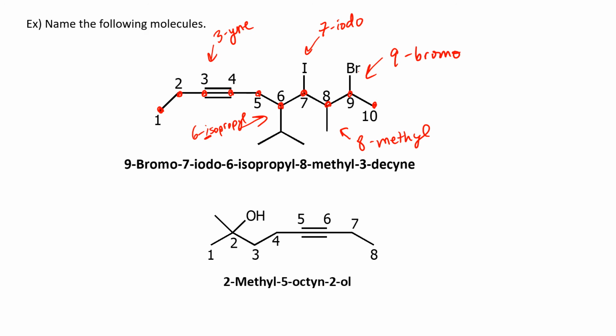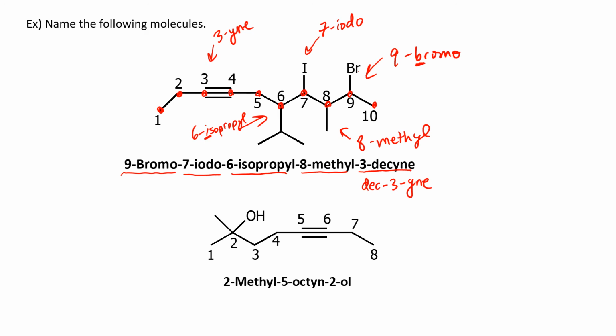Okay, so B comes first. So we've got our 9-bromo. Next is 7-iodo. Then we have our 6-isopropyl, 8-methyl, and then 3-decyne. You could have also done dec-3-yne. It would have been just fine.